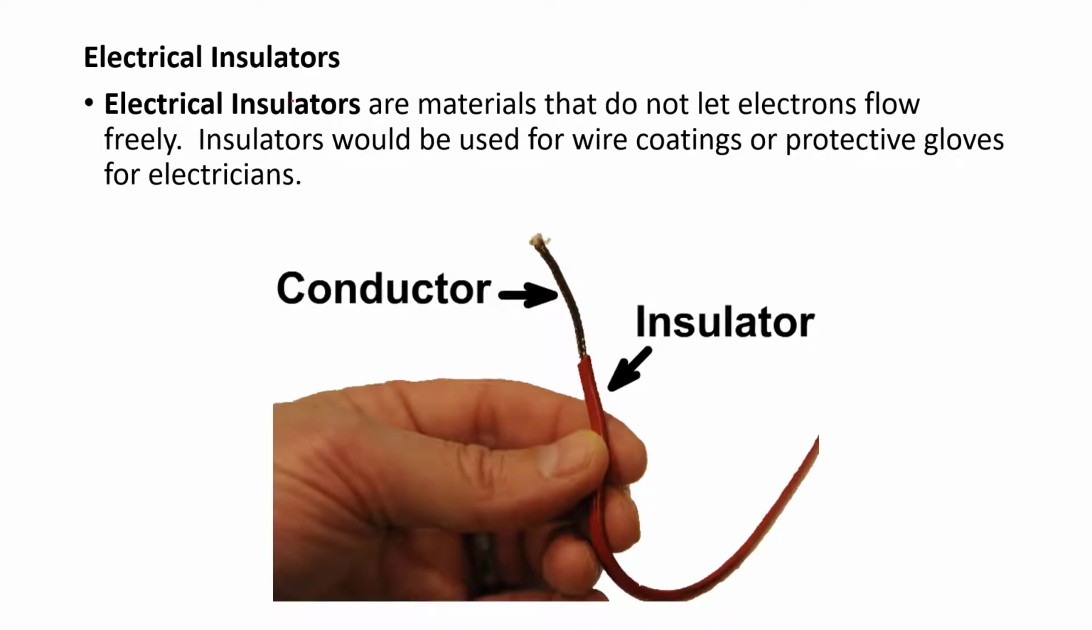Electrical insulators are materials where electrons don't flow freely. So here you have a wire and you have an insulator where electrons aren't going to flow. They're going to flow all over the wire very quickly. We'll see that a little bit later. And in this insulator, electrons don't flow very easily.